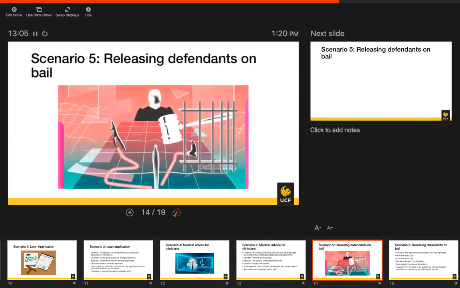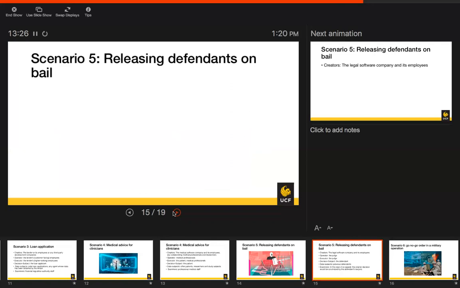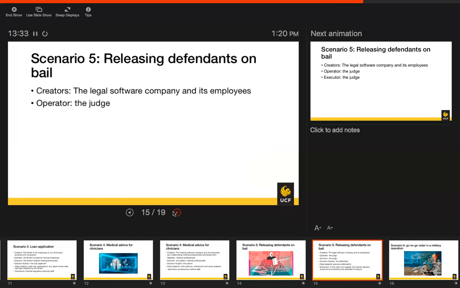So scenario 5 is releasing defendants on bail. Some countries are using machine learning systems to decide whether to release defendants on bail. In this case, the machine learning system involves the defendant and the judge. So in this case, the creators would be the legal software company and its employees. The operator would be the judge. The executor would be the judge as well.